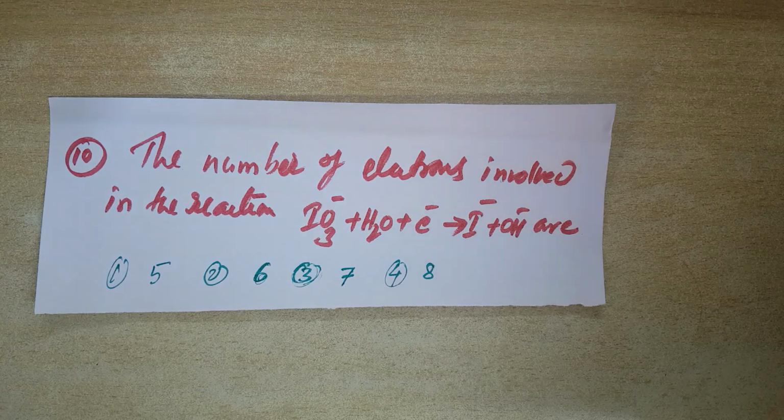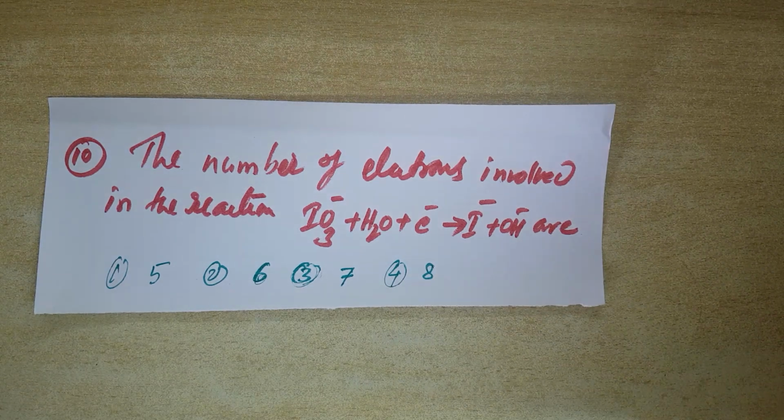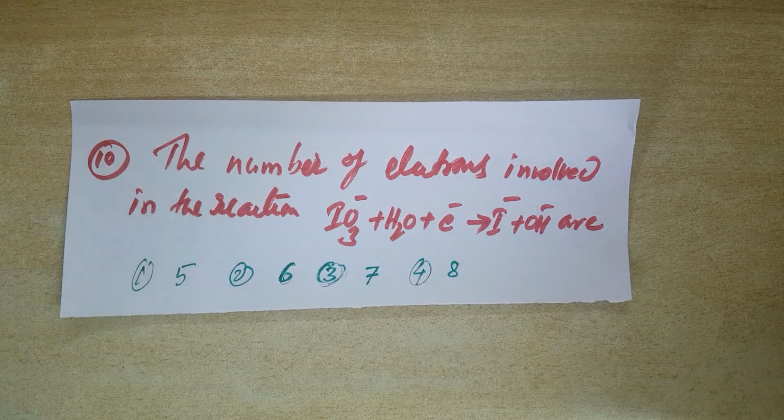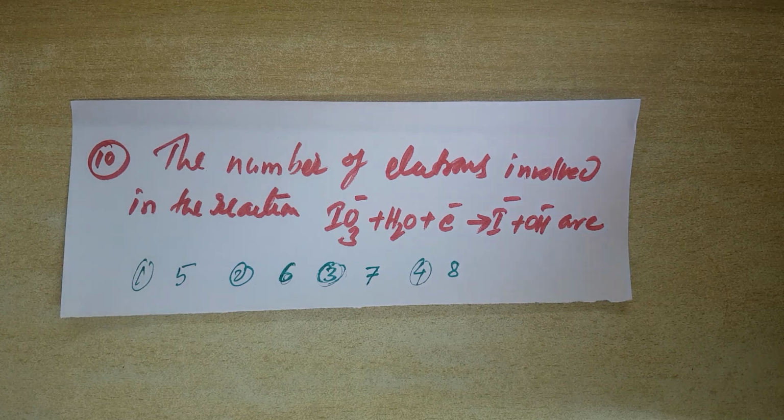Question number 10. The number of electrons involved in the reaction IO3- + H2O + electrons gives rise to I-. The question is how many electrons are involved. If you are able to calculate the iodine oxidation number in IO3-, you can very easily get the answer. In IO3-, the iodine oxidation number is +5, and on the product side, I- is called the iodide ion. Its oxidation number is -1. So you can imagine how many electrons are involved during the conversion of +5 into -1.